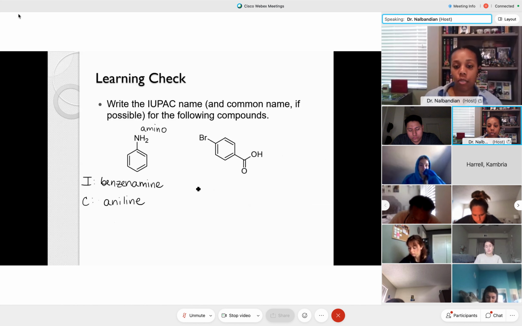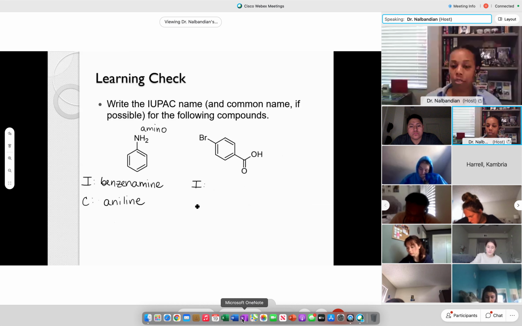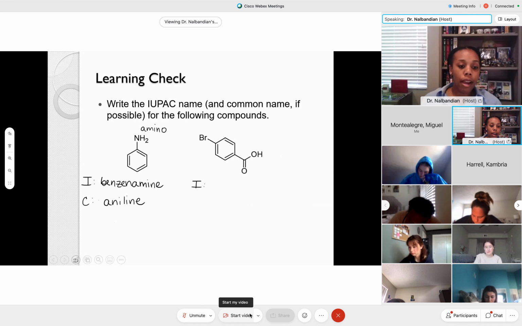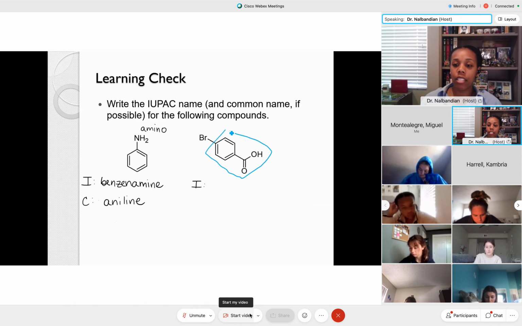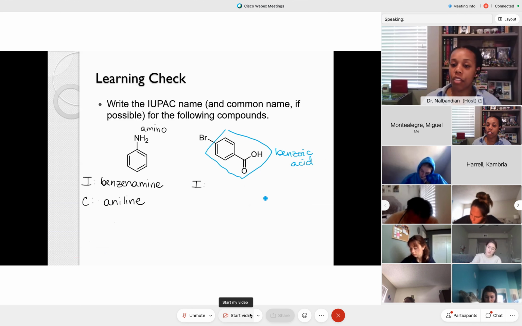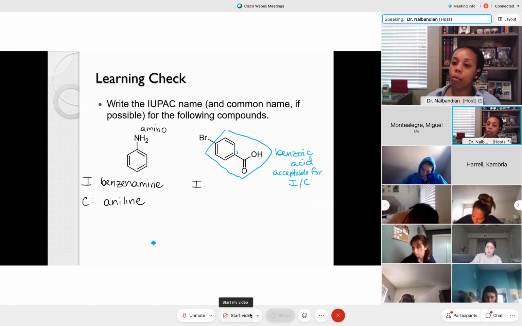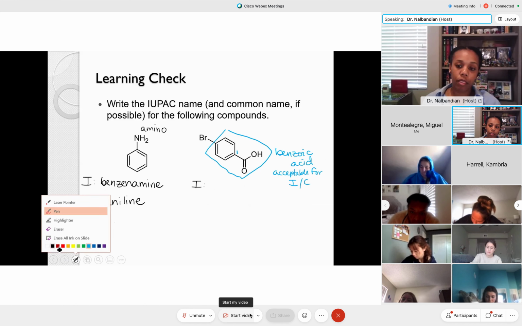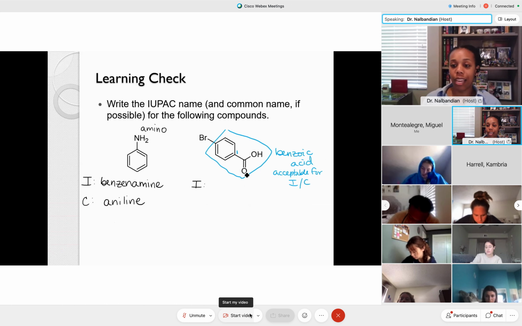All right, then our next one, we want to give this the lowest numbering possible, so we know that'd be a 1,4, but we have to recognize that this is called benzoic acid. And so if this is benzoic acid, that's acceptable for IUPAC and common, so that has to be carbon 1. The whole thing is called a benzoic acid, not a benzene here.